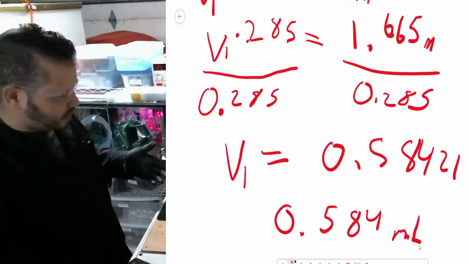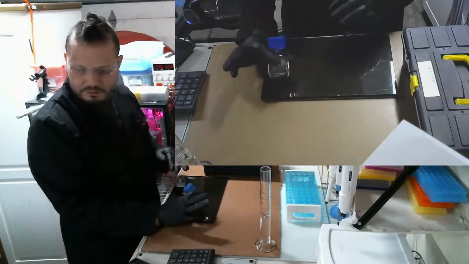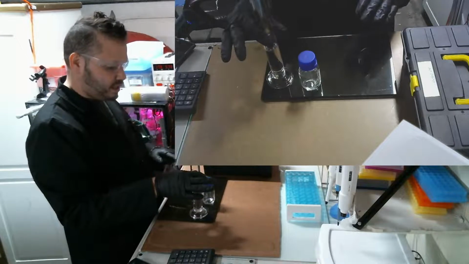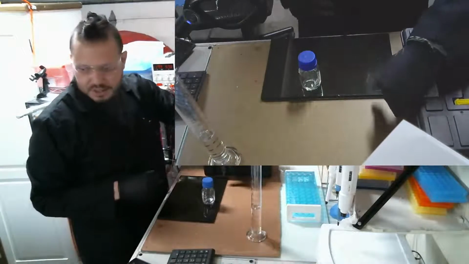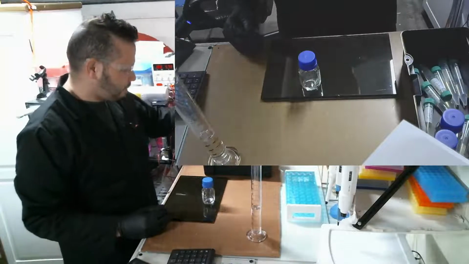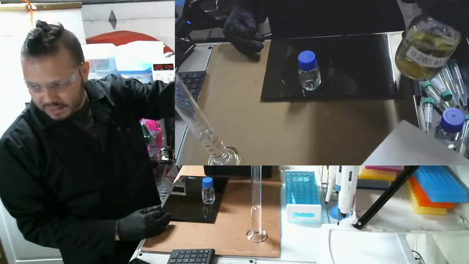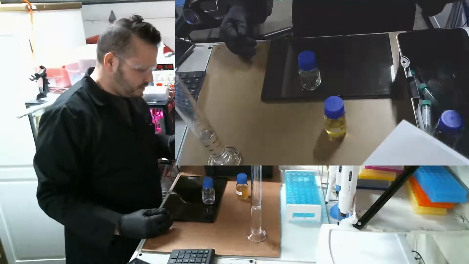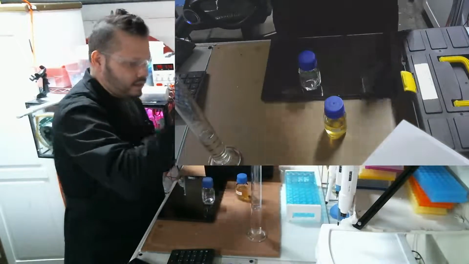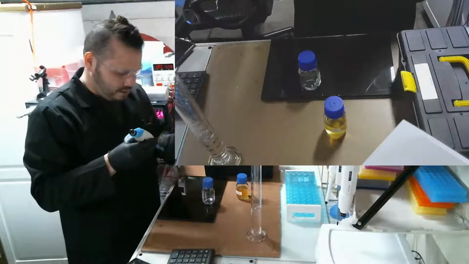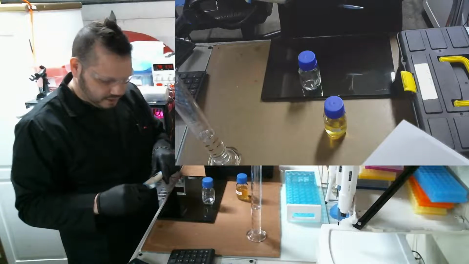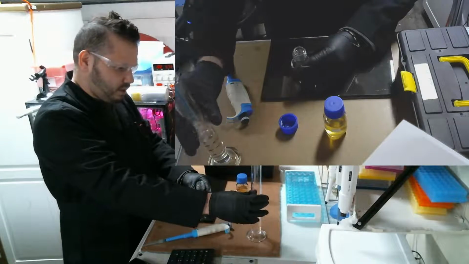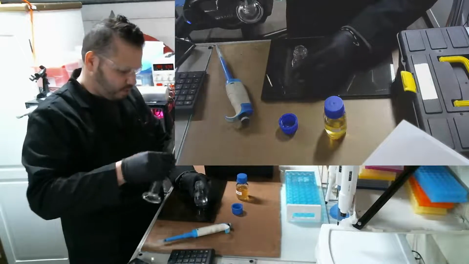And now that's what I'm going to do. I have my 50 milliliter bottle, and I have my distilled water, and I'm going to take the indole acetic acid at a concentration of 0.285 molar. I'm going to take my pipette and set it to 0.584 milliliters. Then I'm going to put the 50 milliliters of water in there.